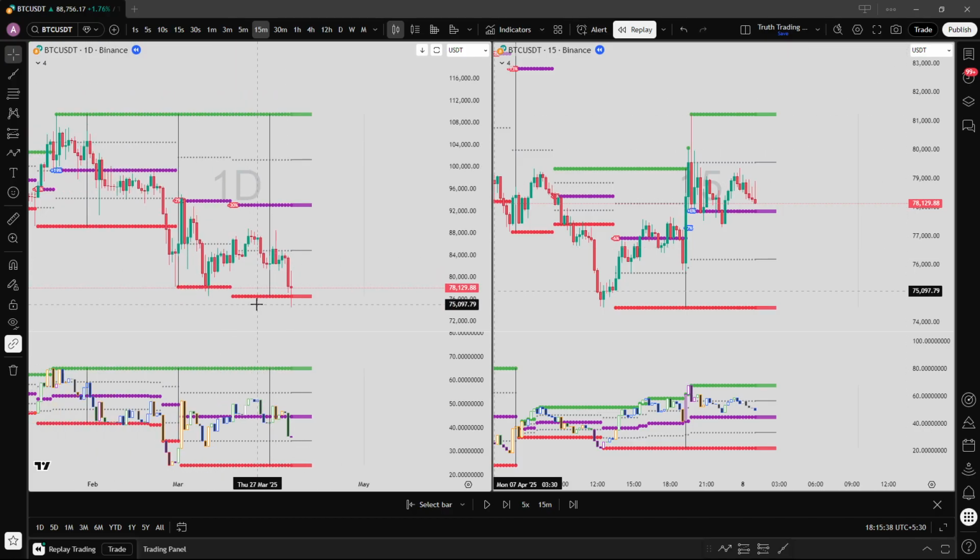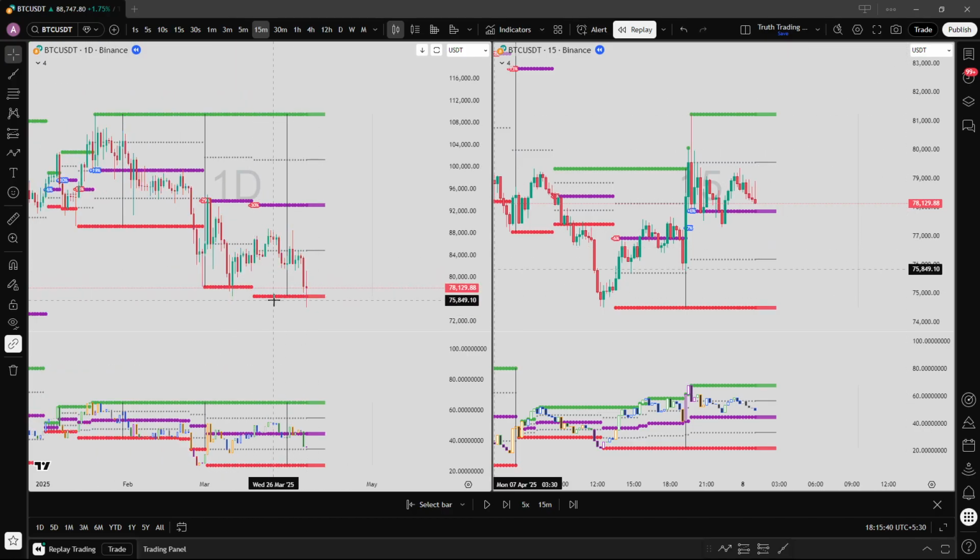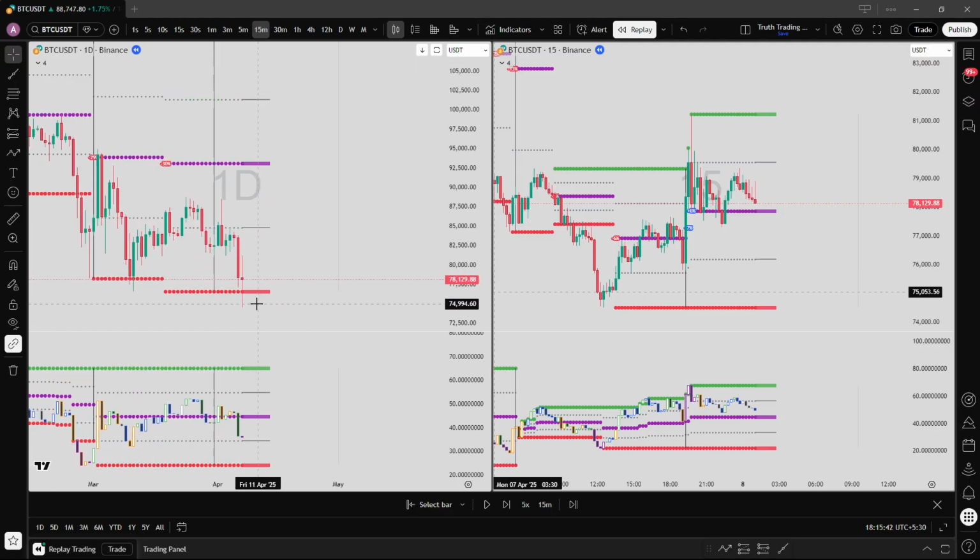I actually draw it as red. It's the lowest. So if it's not holding that low, meaning it's not making a lower low and closing below that low, then it's basically a good support level. So the daily support level was around a round number, a psychological level of 76,000.